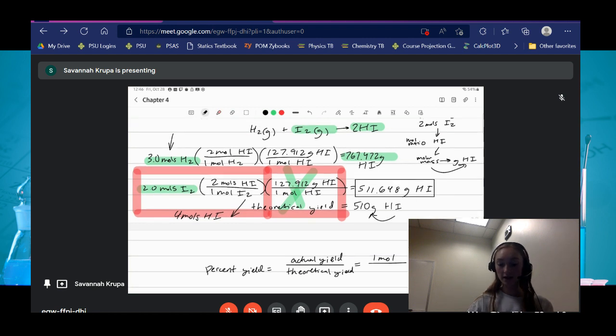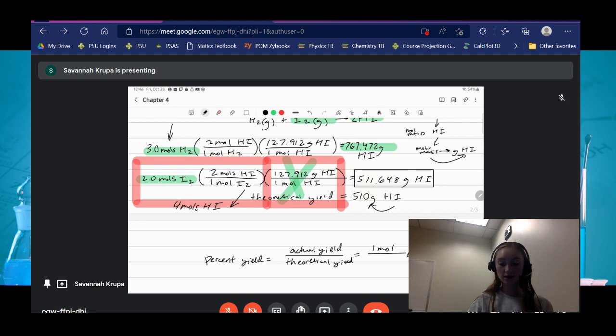I wanted to keep it in moles for calculating the percent yield because it gives us 1 mole of the HI produced actually. So we're going to put 4 moles because that is what is theoretically produced of HI. I try to explain that in the cleanest way I could. But we just want to be consistent with our units that we're using because a percent yield doesn't have any units, it just has percent as the unit. So we're going to need moles and moles.